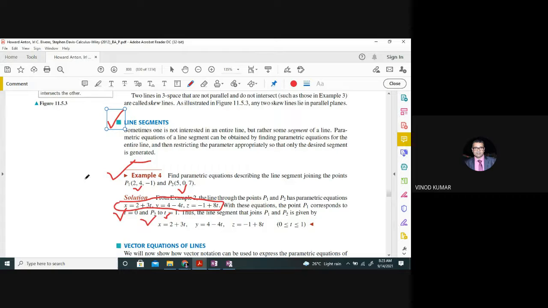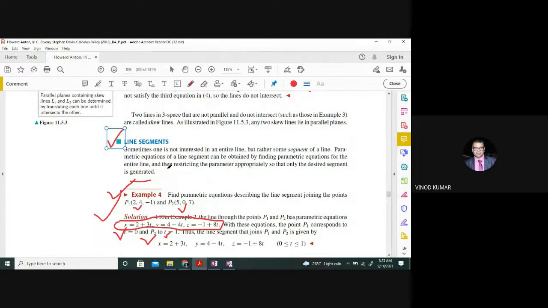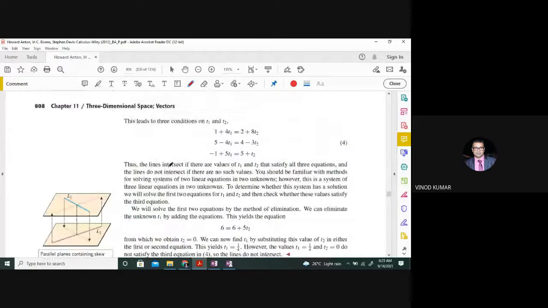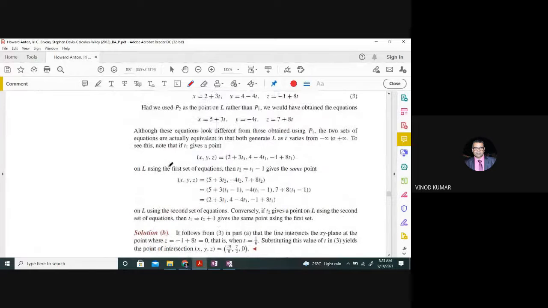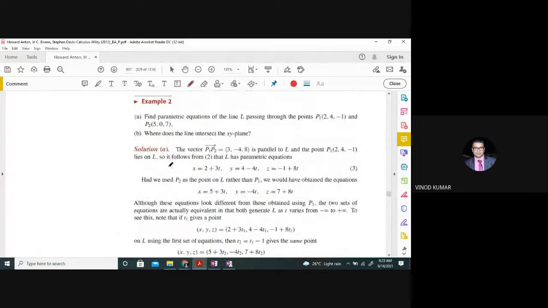We already discussed this example, but the situation here is that the line segment corresponding to line 1 has t equals 0 at point 1 and P2 at t equals 1. Because we already discussed this one, this is example 2. Okay, we already discussed this one.